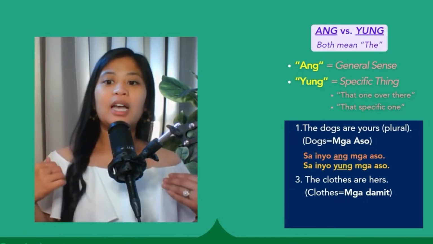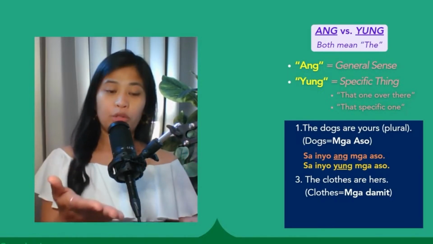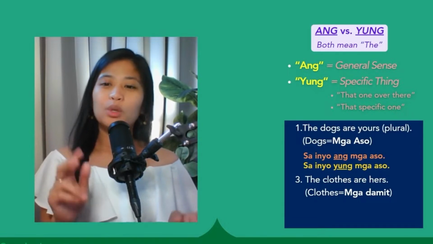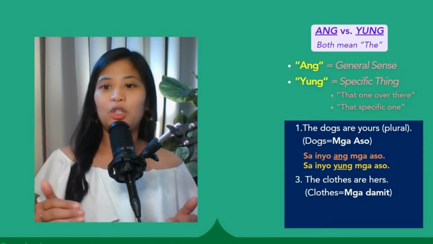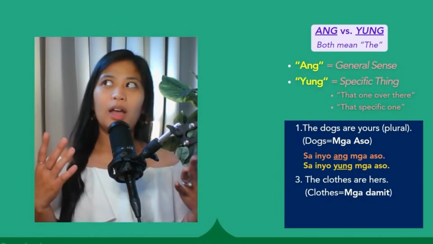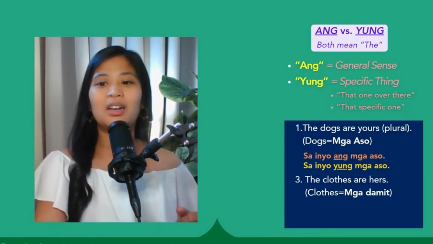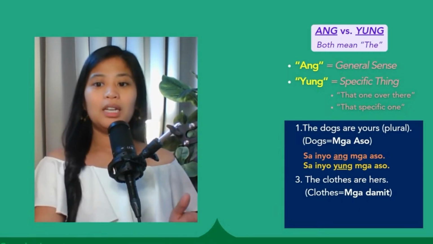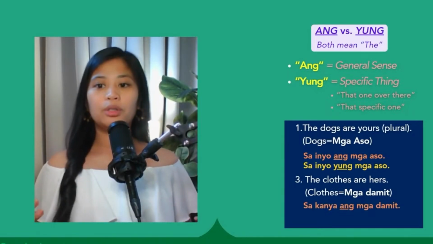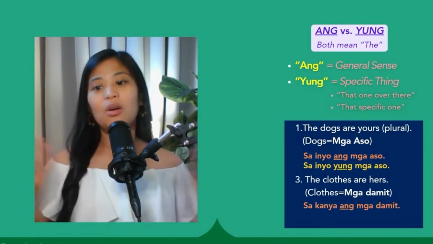Whereas if I were to say, sa inyo yung mga aso, maybe we had already been talking about specific dogs, like, oh, the two right there. Sa inyo yung mga aso. The dogs are yours. So it's a very subtle difference there, ang and yung. And oftentimes people are just using them interchangeably. But when I use yung, it's like I'm already talking about something specific. We had already been talking about some specific dogs, and I'm like, oh yeah, the dogs are yours. Now the next example, the clothes are hers, we learned, sa kanya ang mga damit. The clothes are hers. We're just talking about it in a general sense. We don't know what clothes specifically. We're just saying, oh, the clothes are hers.